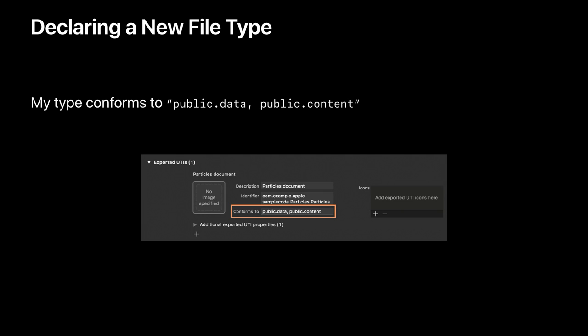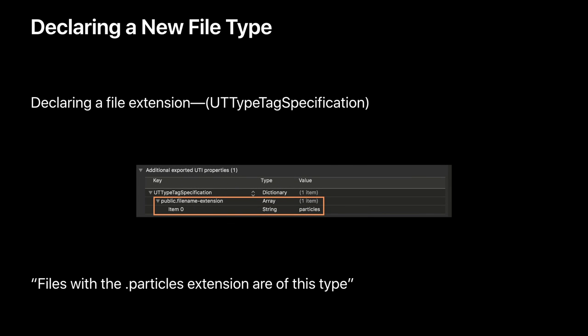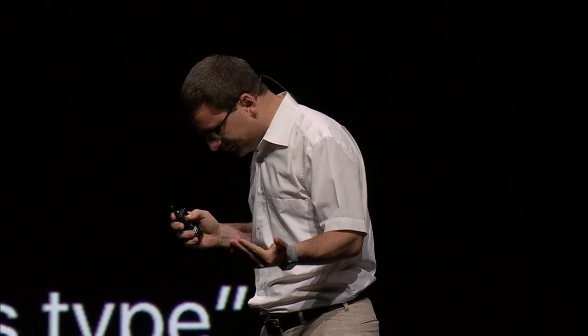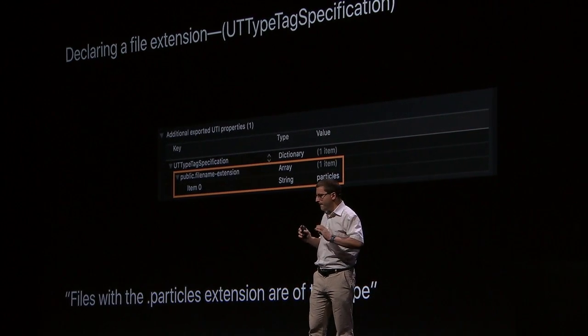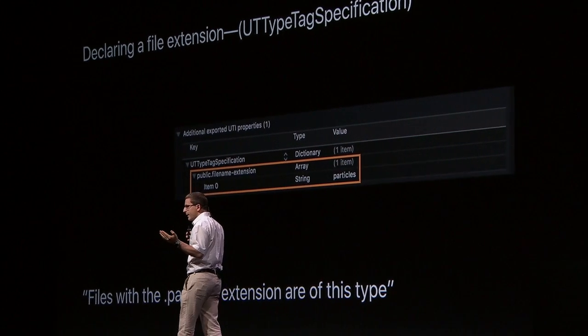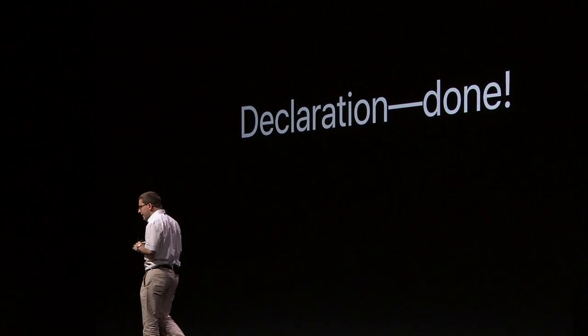The last thing I need to do is tell iOS which file extensions are associated with my type. This is how iOS will know that .particles files are of the type we have just defined. To do this, I add a UTTypeTagSpecification property to my exported type properties. In this dictionary, I add a key called public.filename-extension, and this is an array of file extensions that you want to associate with your type. So here I have only one item, particles. And with this, our declaration is done.